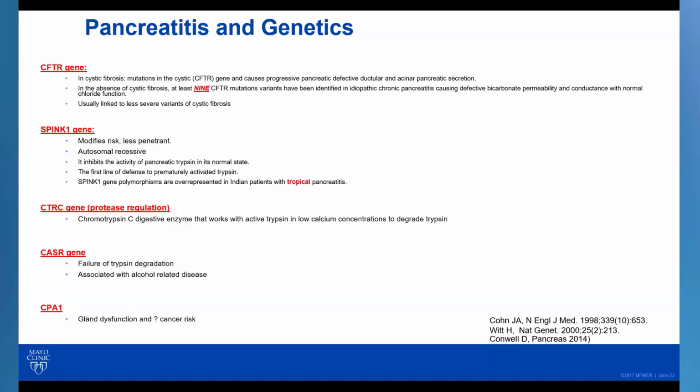CPA1 could result in early onset gland dysfunction. Those patients are typically asymptomatic, but whenever they reach their 40s or 50s, they tend to present with exocrine dysfunction or diabetes. The risk of cancer has been debated, but it could be elevated in that particular cohort based on small studies, but this would require further analysis.